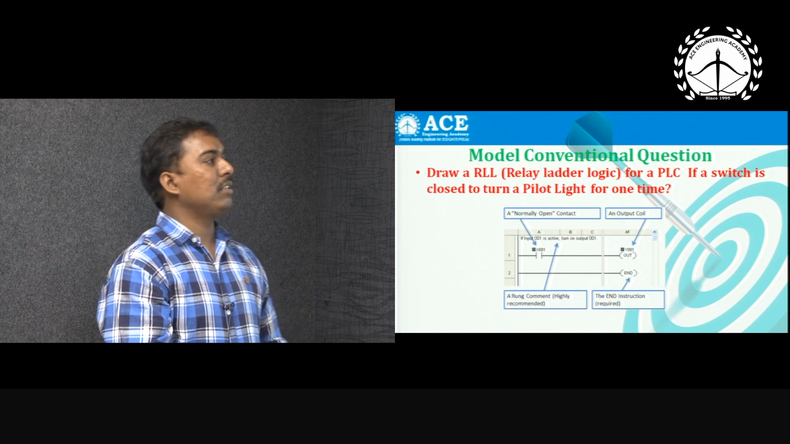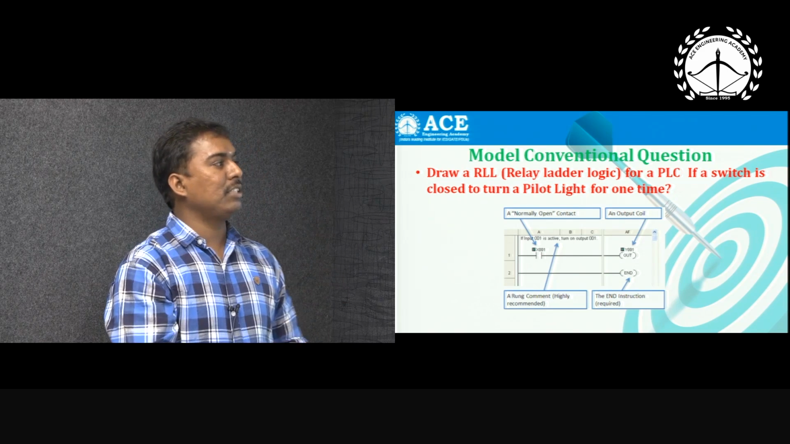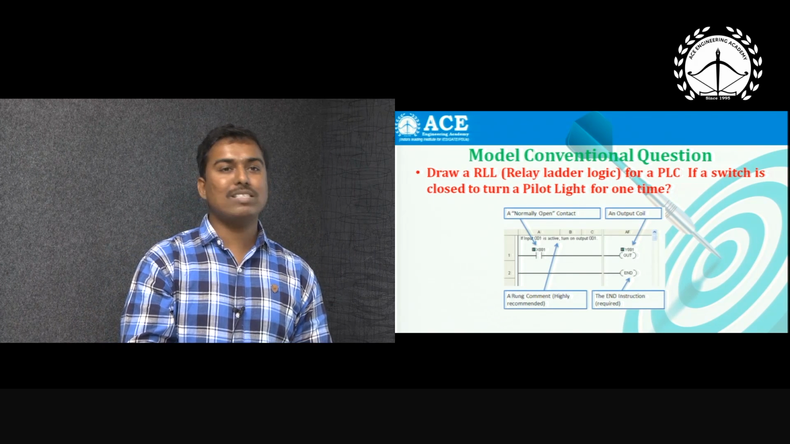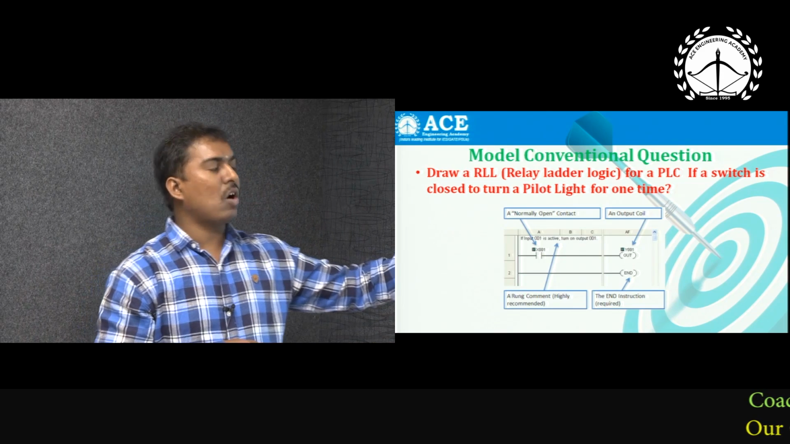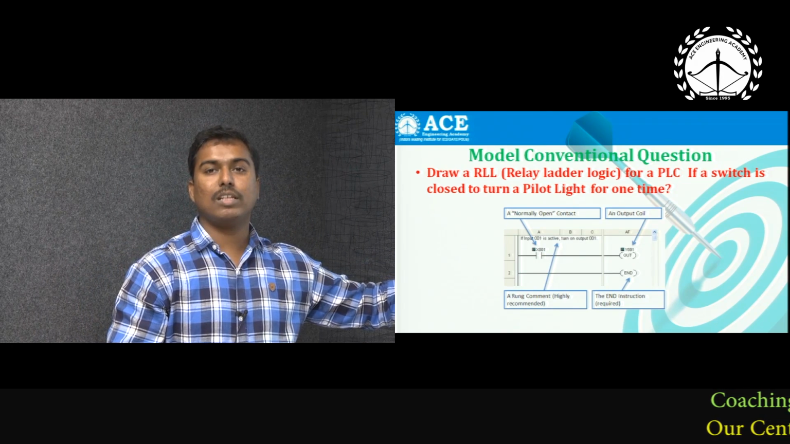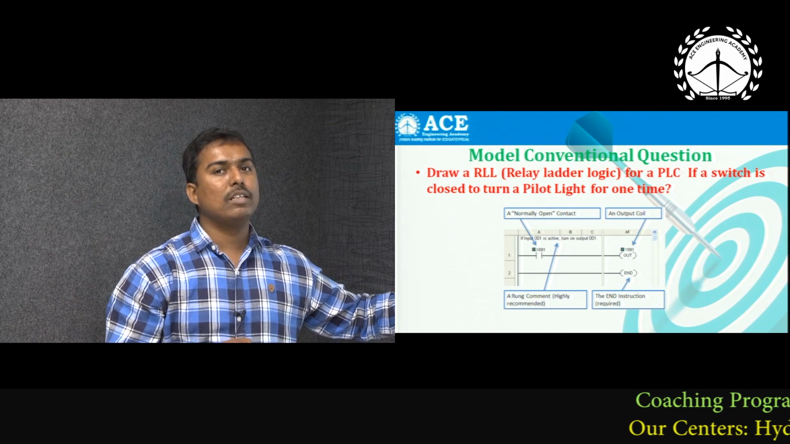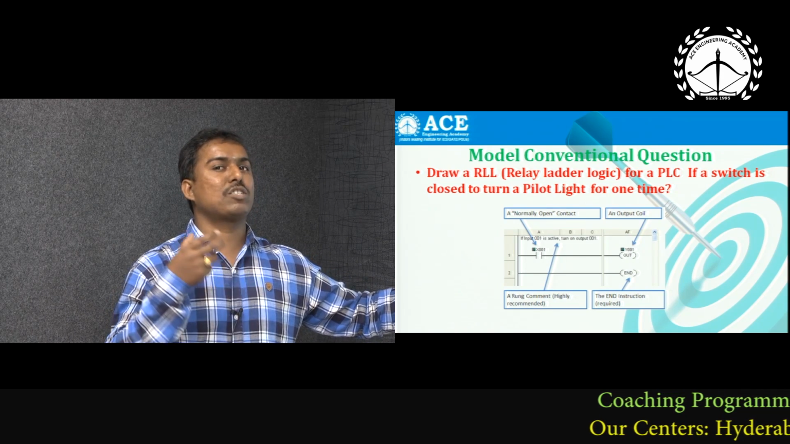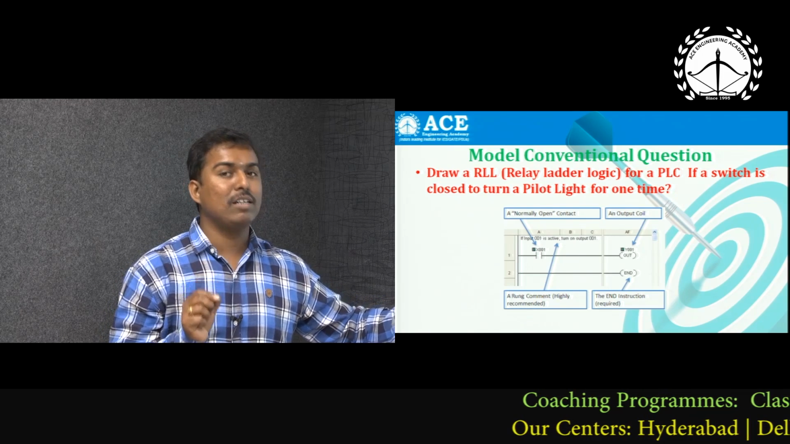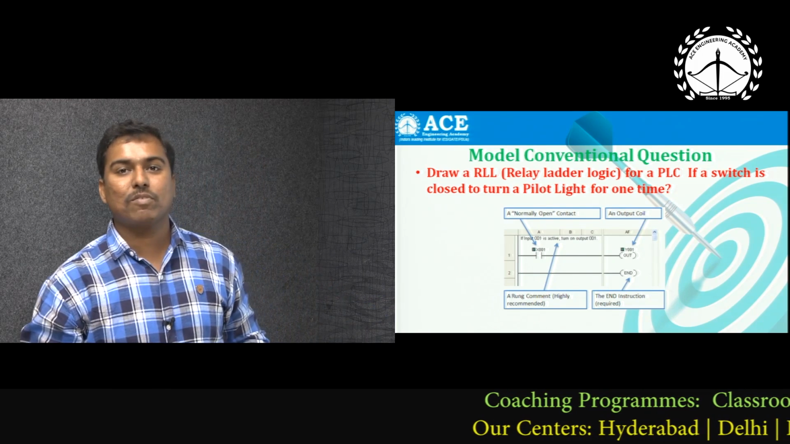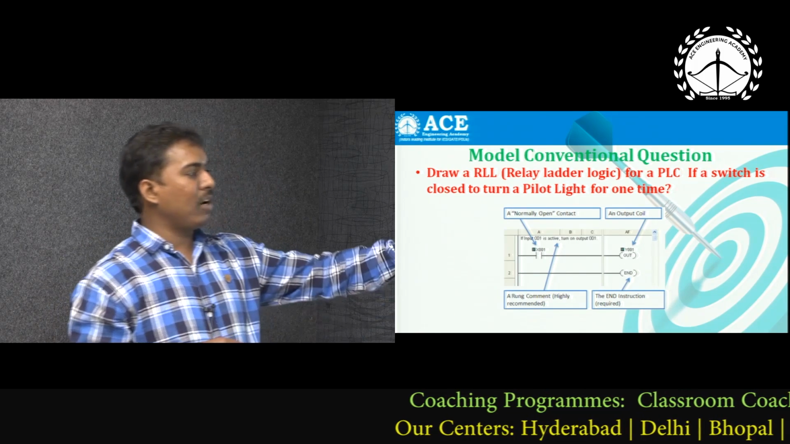For PLC, if a switch is closed, turn on a pilot light for one time. What does it mean? First, the programming language name is RLL, relay ladder logic. So the PLC is a controller. The controller is going to control some external environment. To control that, the user has to write a program, but remember, the program is not text. It is not like a C language. It is not like a microprocessor language. It is a ladder language.